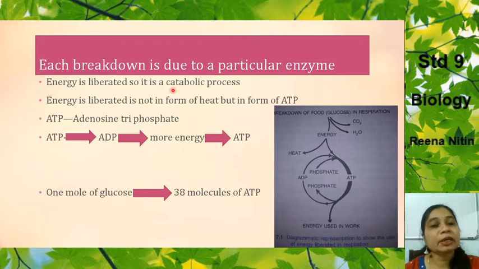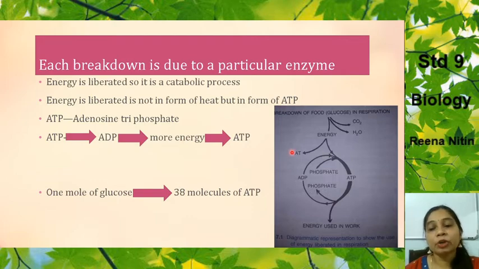The energy liberated is a catabolic process. I already told you that during this process energy is given out. So that is why it is called a catabolic process. Energy is liberated not in the form of heat but in the form of ATP, which I told you is the energy currency of the cell. The full form of ATP can be asked: adenosine triphosphate.